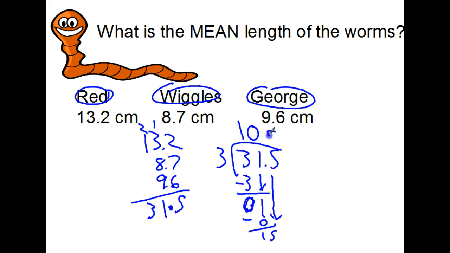How many 3s in 5? How many 3s in 15? It's 5. And I subtract, there's nothing left. Bring this decimal point straight up and add my units on. So the average, the mean length of the worms was 10.5 centimeters. And look, Red was longer, Wiggles and George were shorter.